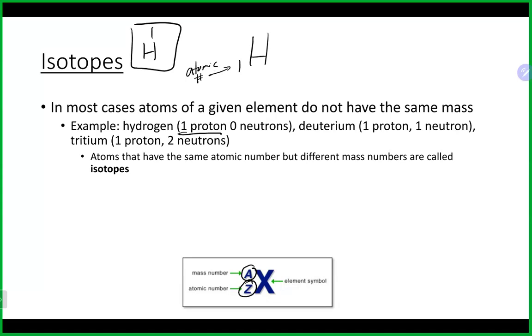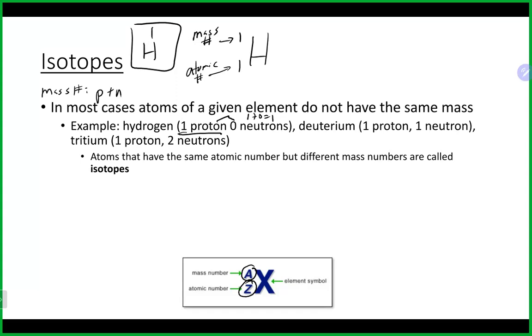Now, my mass number is the number of protons plus the number of neutrons. So for hydrogen, 1 plus 0 is 1, and that's what should go up on top, and that is my mass number. So when you have an isotope written in this form, if you take the top number on the left minus the bottom number, that will give you the number of neutrons. So 1 minus 1 in this case is 0. That would be the correct symbol there for hydrogen.